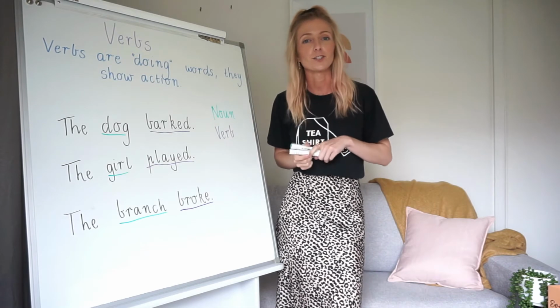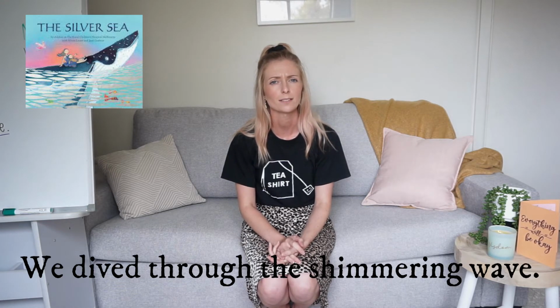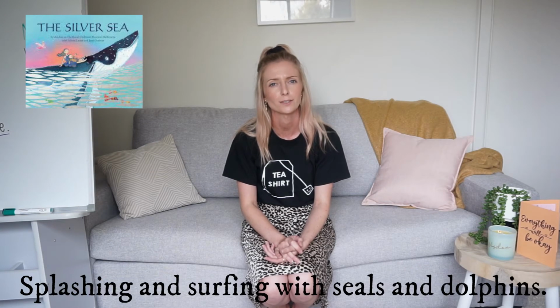Great job. Now we're going to see if we can identify some verbs in our picture storybooks. Alright, this sentence is from The Silver Sea by Allison Lister. The sentence reads, "We dive through the shimmering wave." In this sentence, which word is the verb? Which word shows action? That's right, dive is the verb. It showed what they were doing. What verbs can you see in this sentence? Splashing and surfing with seals and dolphins. Yes, they were surfing and splashing, so those two words are both verbs.